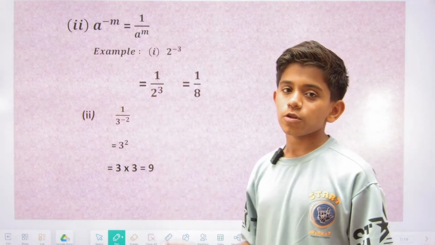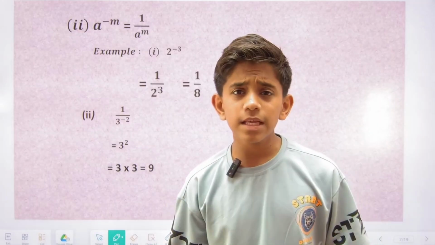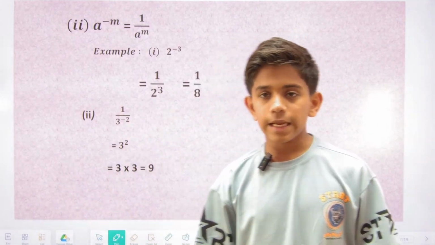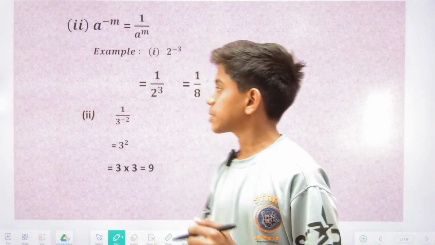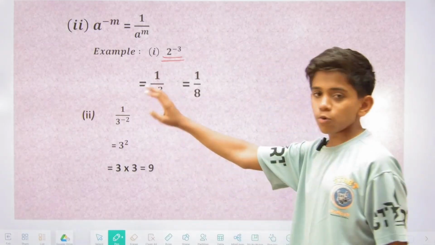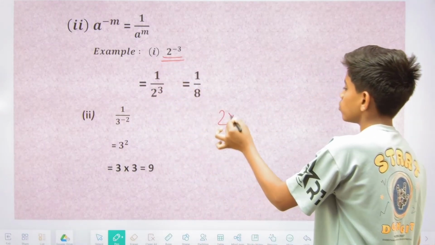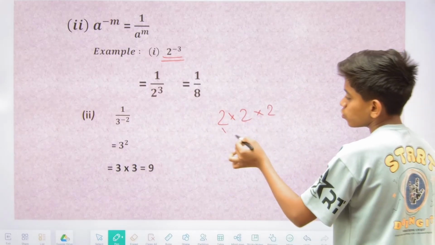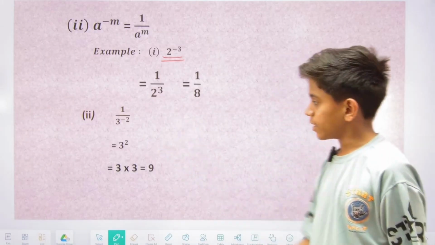Another law of exponents is that a to the power minus m is equal to 1 by a to the power m. The same thing as we saw in the first slide, how to convert a negative exponent to a positive exponent. For example, 2 to the power minus 3 is equal to 1 by 2 to the power 3. That is, 2 to the power 3 means 2 into 2 into 2, that is 2 twos are 4, 4 twos are 8. So we can write it as 1 by 8.